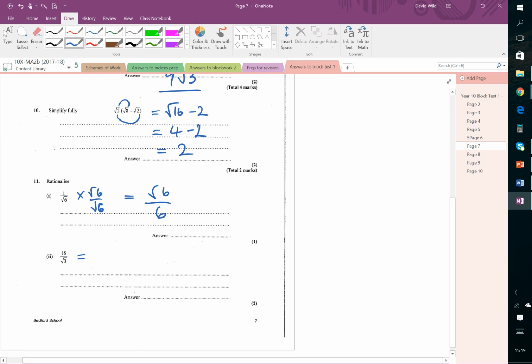Next question. We're going to multiply top and bottom by root 3. You get a mark, definitely, if you did that. Multiply the numerators, you get 18 root 3. Multiply the denominators, you get 3. Cancel down this 18 over 3 to 6. We get 6 root 3. It's our final answer.